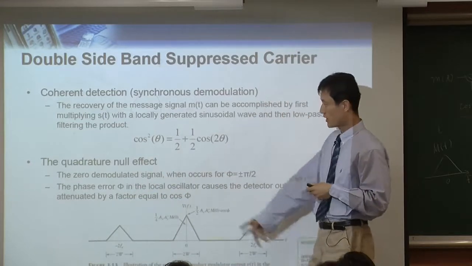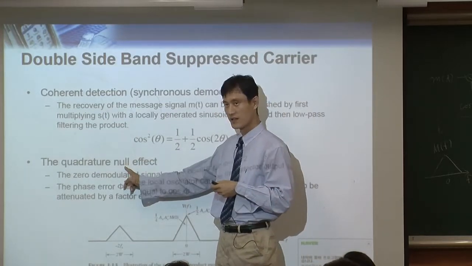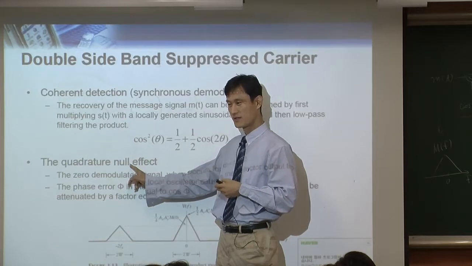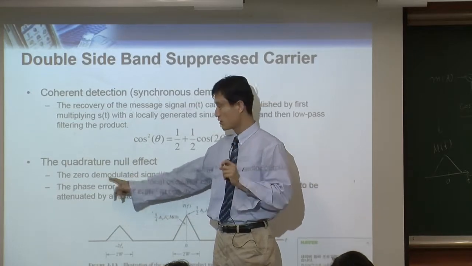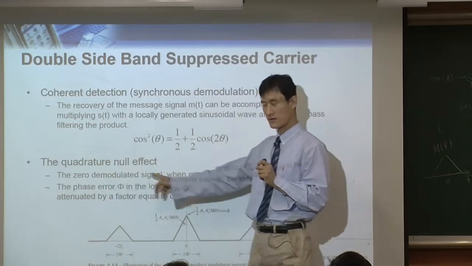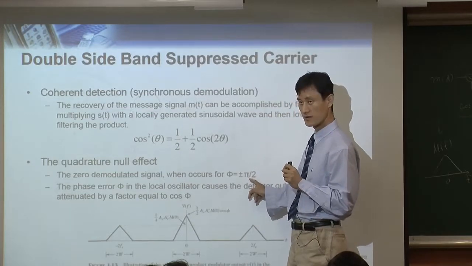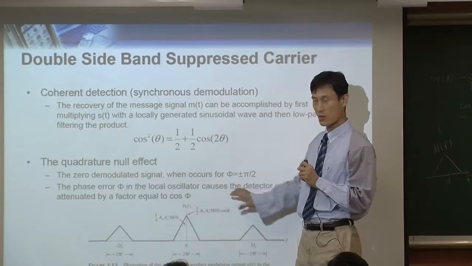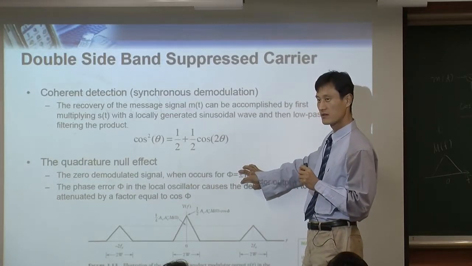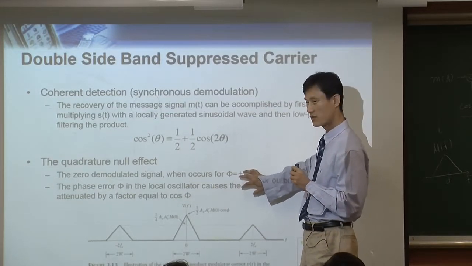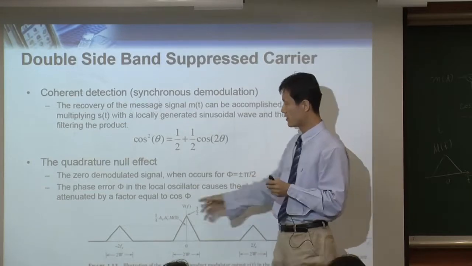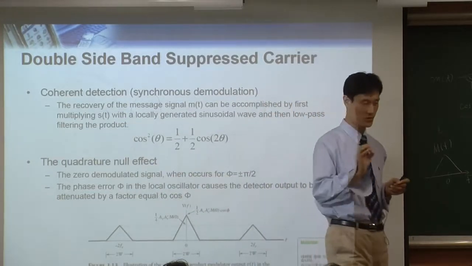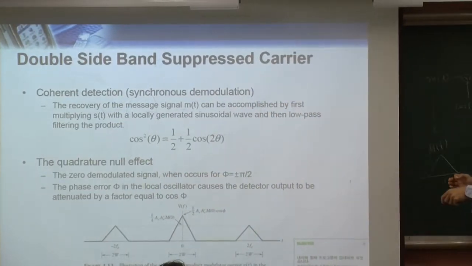Why does it say quadrature null? Null, what is null? Null means 0, right? Quadrature? A quarter. 90 degrees is a quarter, right? So that's why we call this the quadrature null effect. When you have 90 degrees, or a quarter of the whole angle, you're going to get null, 0. So that's the quadrature null effect.